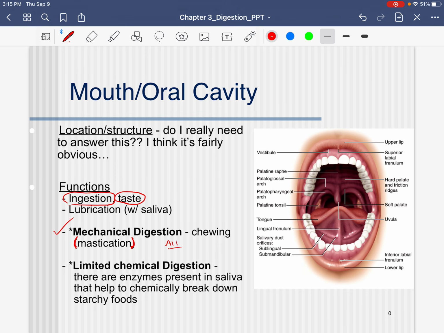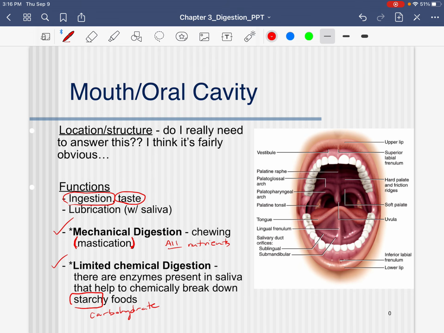And your oral cavity or mouth will do mechanical digestion for all nutrients. I think you know that. No matter what you put into your mouth, carbs, fat, protein, vitamins, minerals, whatever you put into your mouth, you're going to be chewing all of it. So, mechanical digestion of all nutrients. There is some chemical digestion, and the only thing that can be chemically digested in the mouth is starch. That is it. Starch is a type of carbohydrate.